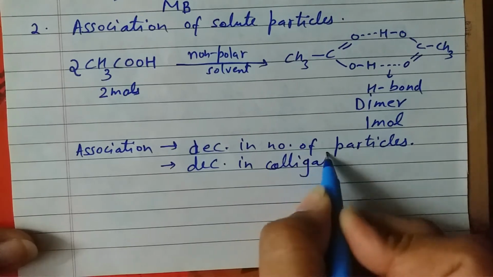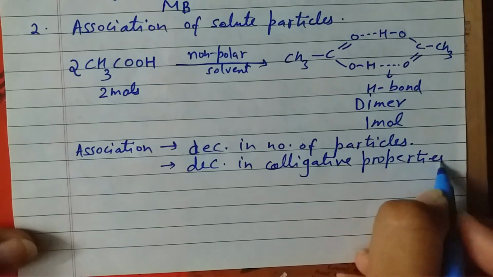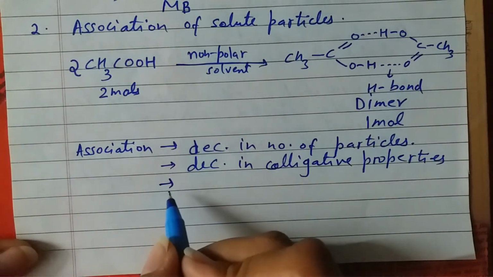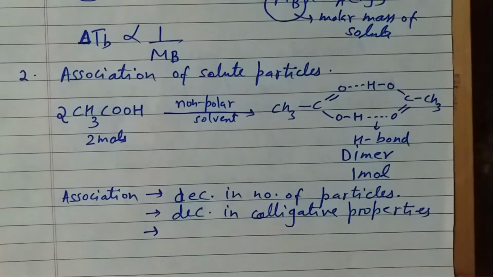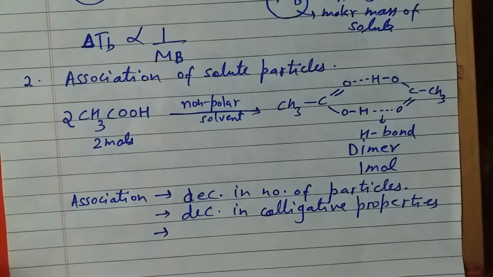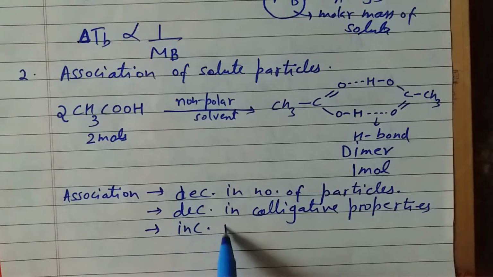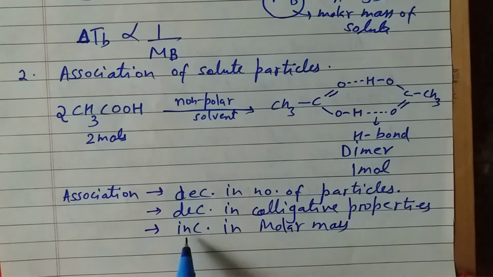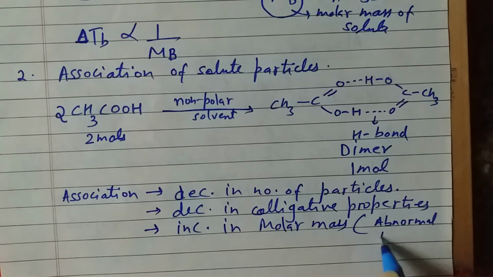You know, colligative properties are directly proportional to the number of particles. So when the number of particles are going to decrease, the colligative property will also decrease. And as we have already discussed, that colligative properties are inversely proportional to the molar mass. I explained to you here that delta TB is inversely proportional to molar mass, like that every other colligative property is also. So inversely proportional, so there will be an increase in the molar mass, and this increased molar mass is nothing but it is the abnormal molar mass.